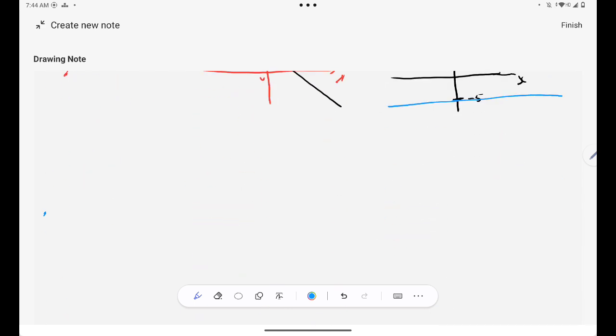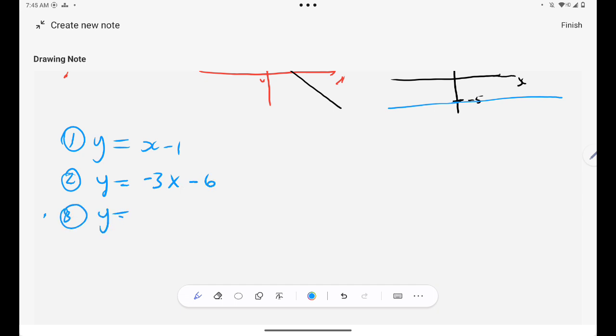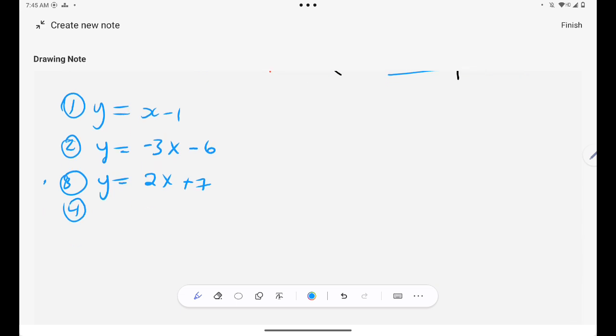Are we together? So please, you can pause the video and do these examples on your own. Number 1, y is equal to x minus 1. Number 2, y is equal to negative 3x minus 6. Number 3, y is equal to 2x plus 7. Fourth one, y is equal to 16. And then number 5, x is equal to negative 2.